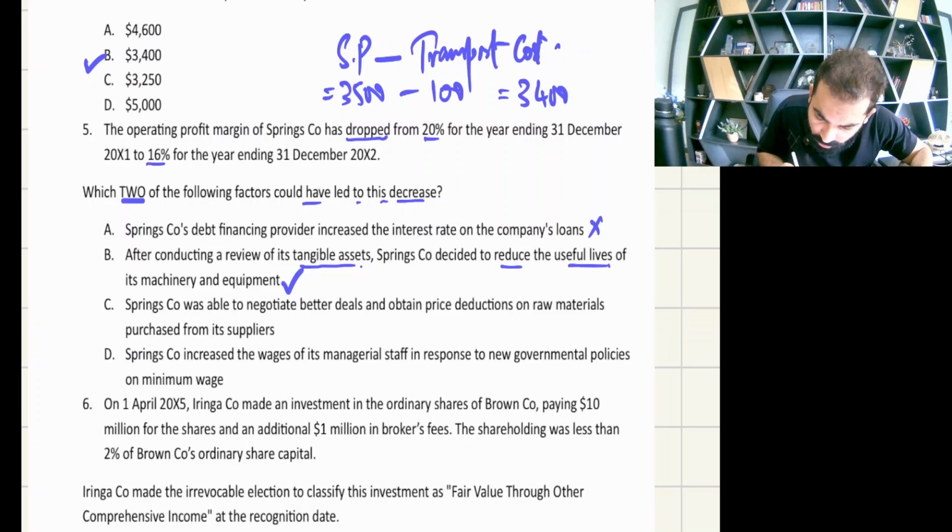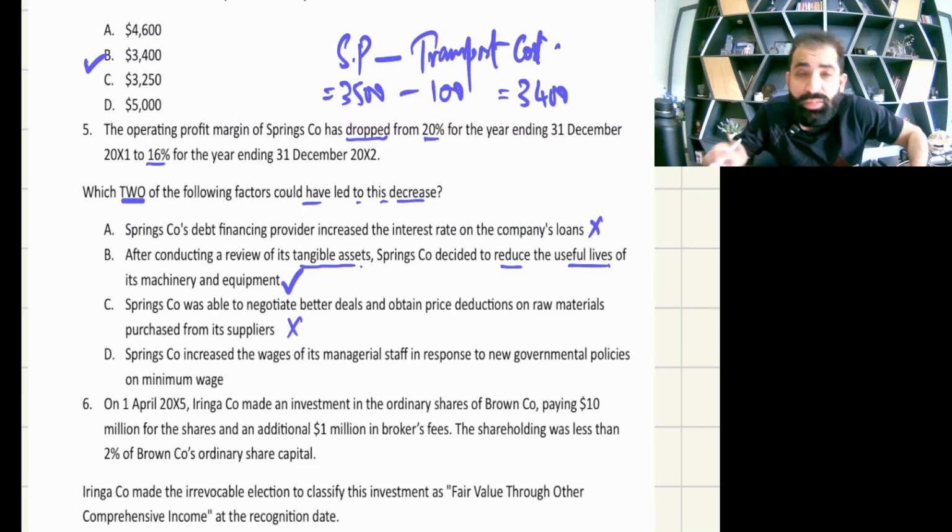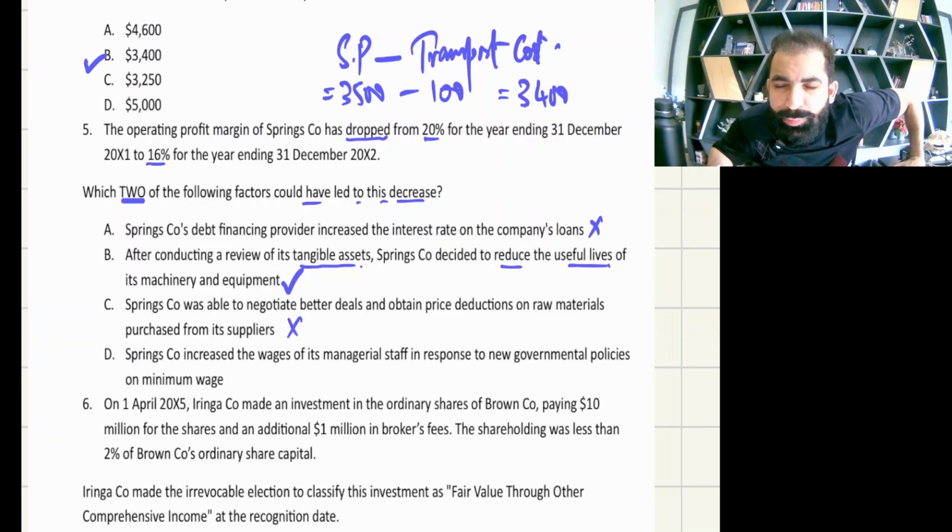Spring company was able to negotiate better deals and obtain better price deductions. No, this is not the answer. This is good for the company. Point C says that we are buying goods at a very low price, so our cost is going down, and once your cost goes down, your profit goes up. So this is not your answer.